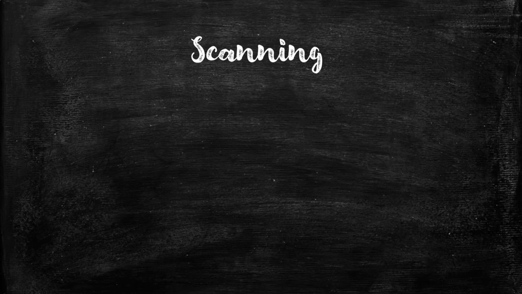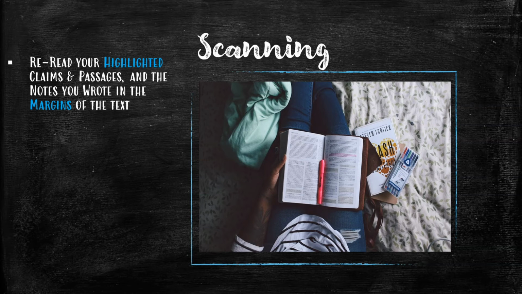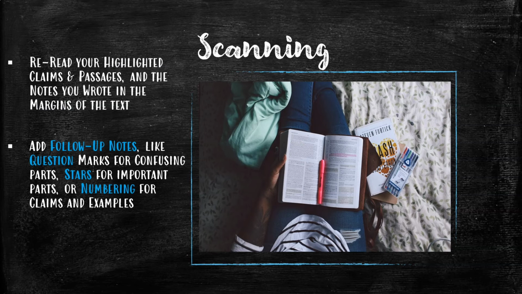So the first part of the rereading process involves scanning back through what you have written. So firstly, reread your highlighted claims and passages along with the notes that you wrote in the margins. So you don't reread the whole text, but you reread the gloss, you reread questions that you may have asked or labels that you've used to classify and categorize elements of the text. Take follow-up notes. Like if there was a part that was confusing for you that you haven't marked before, make sure you mark it.